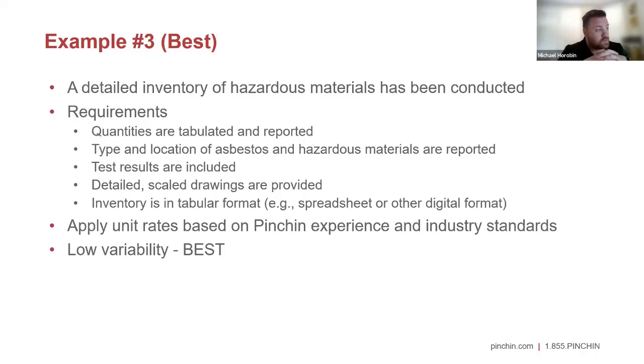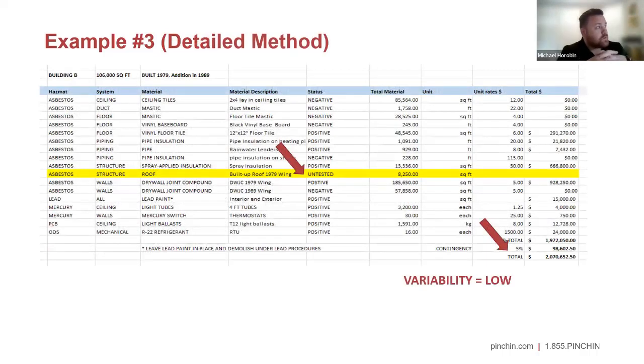We have detailed scale drawings that are provided. Ideally, inventory is in a tabular form, spreadsheet, or another digital format. Again, we apply unit rates based on expertise and industry standards, and this one provides the lowest variability. This is our third method.